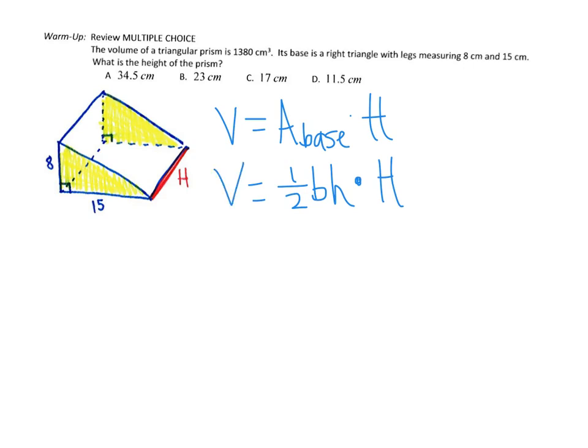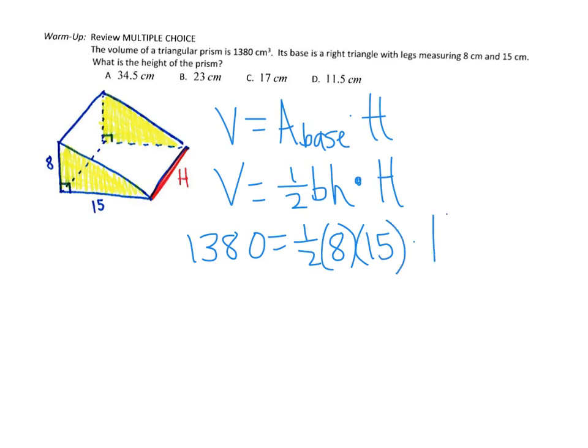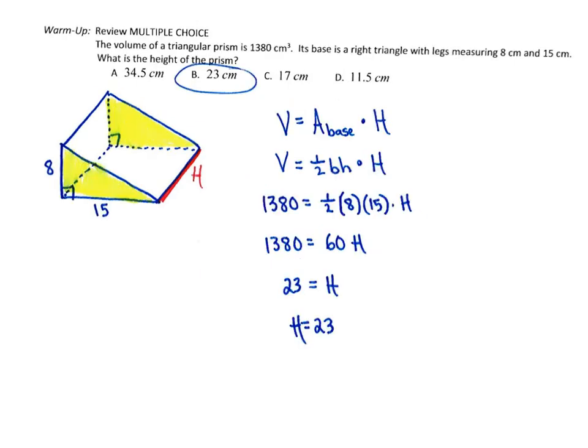Then we know that the volume is 1380, and it's a simple algebra problem where you are replacing your base with 8, your lowercase h, the height of the triangle, with 15, and we just need to find height. If you did not figure this out yet, go ahead and pause the video, finish it up. And the answer is 23 centimeters.